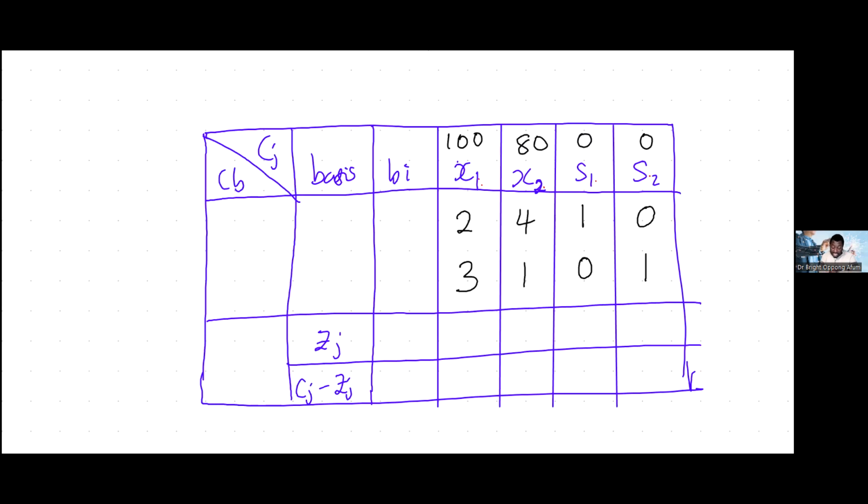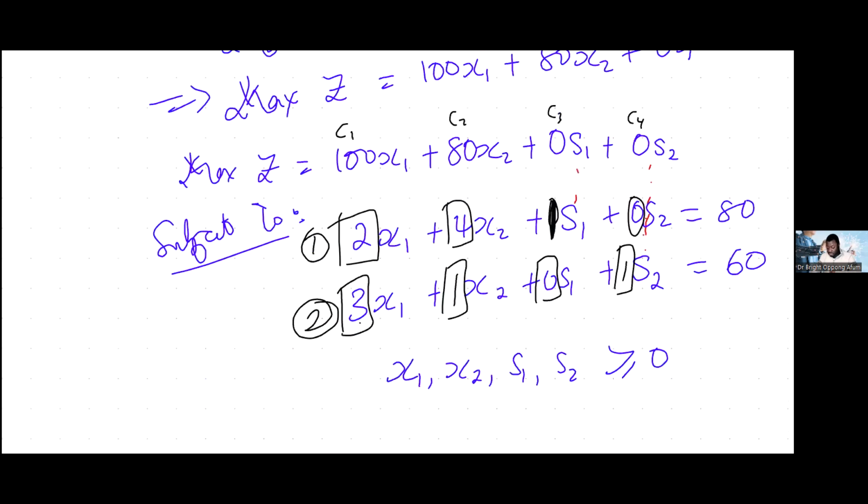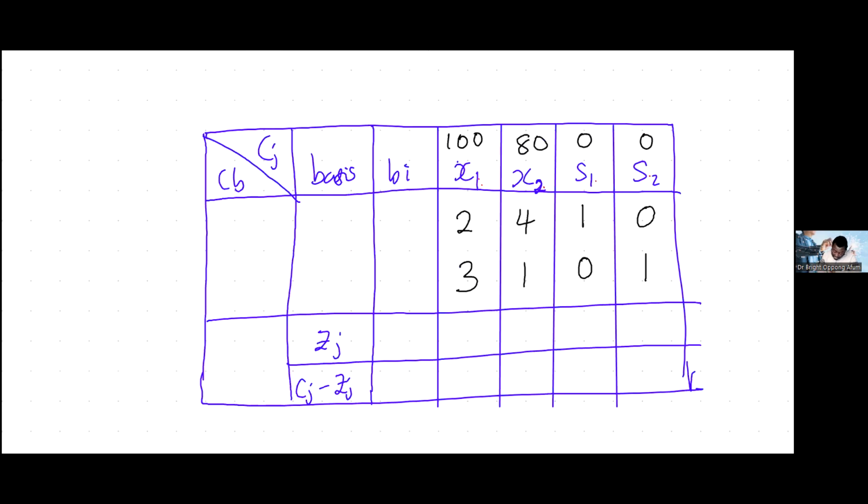Then we said the BIs are the right-hand side of the constraint. That is the available resources. So what we have here is 80 corresponding to the first constraint and 60 corresponding to the second constraint. So we have 80 and we have 60. All right. So what variables must come into the basis? We say that they must come into the solution, right?